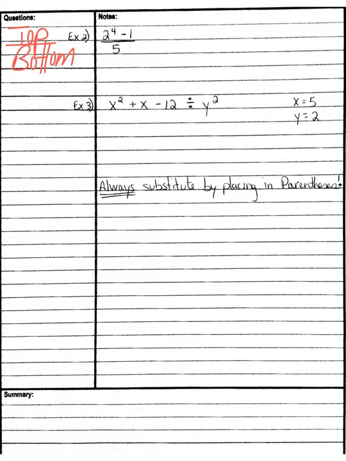So let's look at the top. I have 2 different operations in the top. I see an exponent and subtract. Well, exponent comes first. So we want to take care of 2 to the 4th power first. And 2 times 2 times 2 times 2 is 16. And then I have my subtract 1.